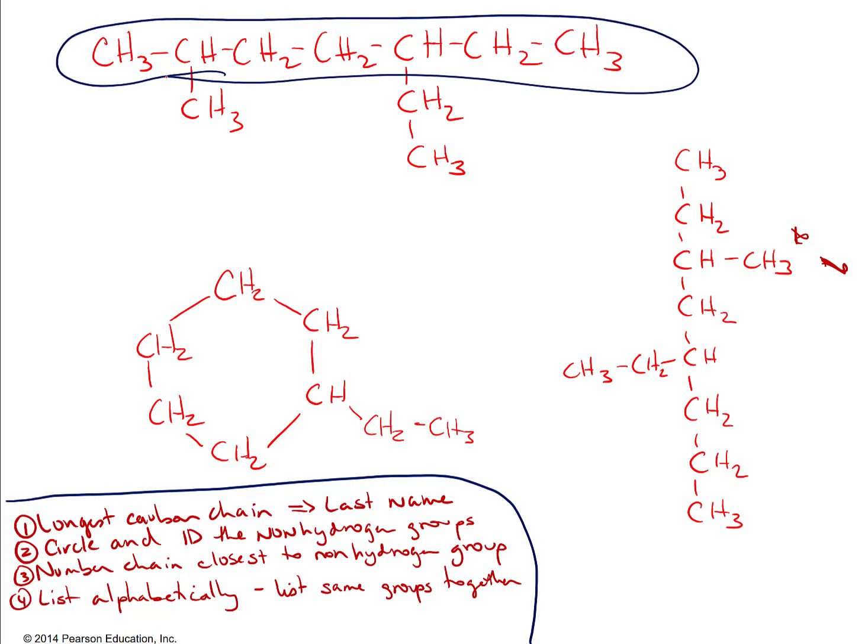So 7 is a what? Yeah. She got the last name. So that's like 1 point, because these are always worth like 3 points. So if you circle and tell me the longest carbon chain, if you can't do the other things, you'll stay at a point. Next one, step 2, circle and identify any non-hydrogen groups that are not part of the chain.